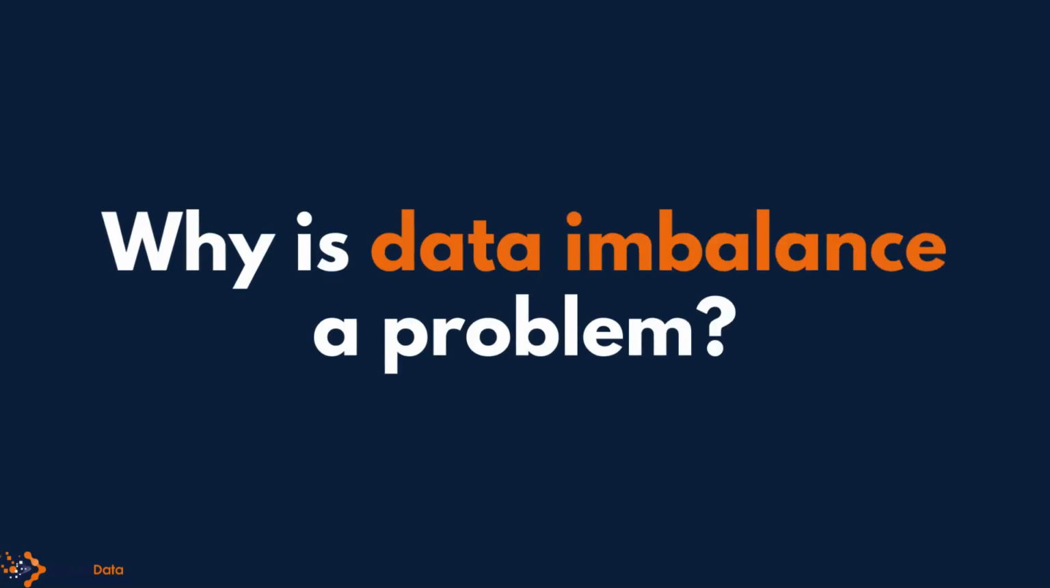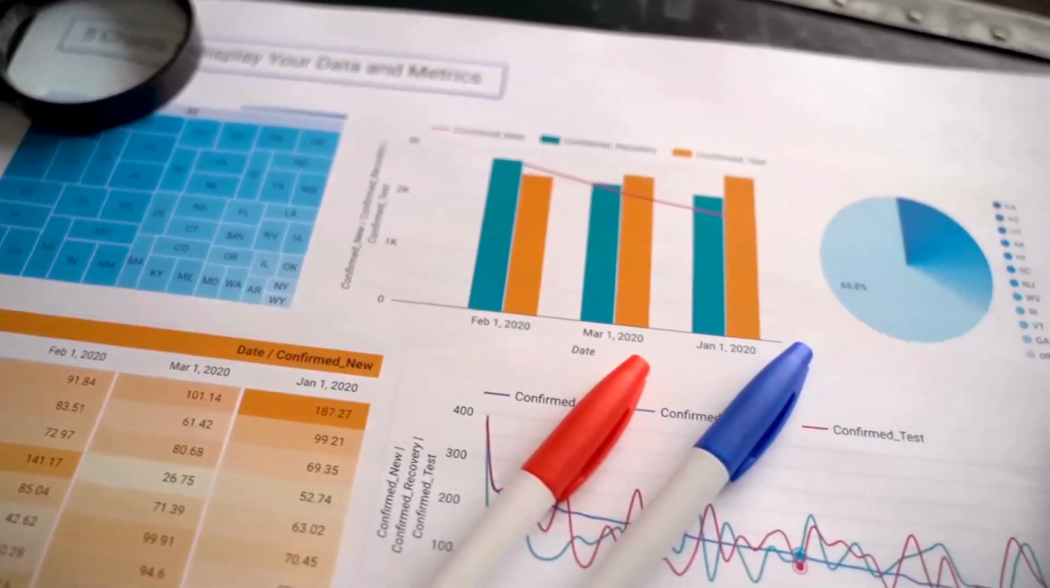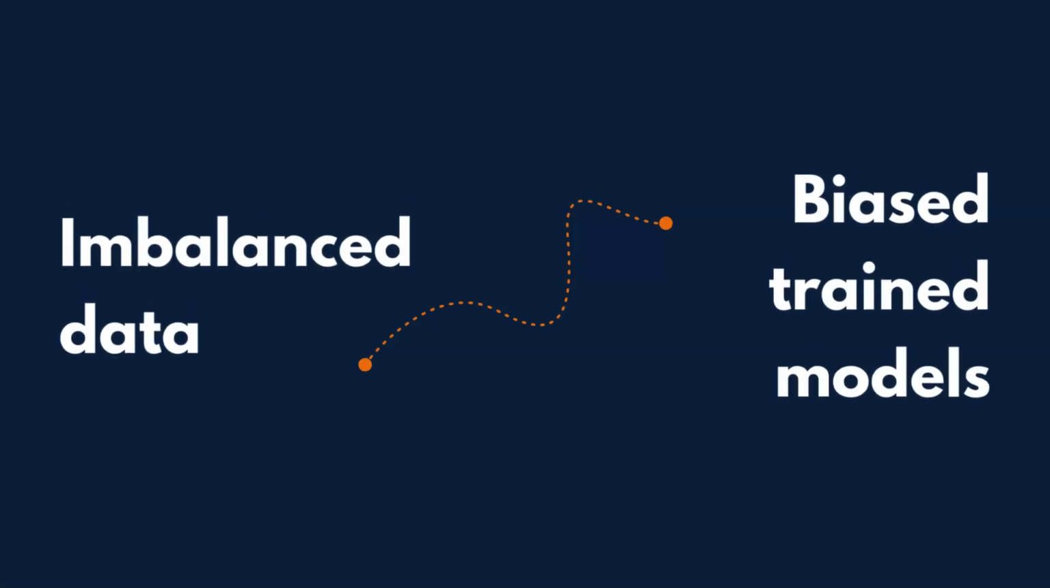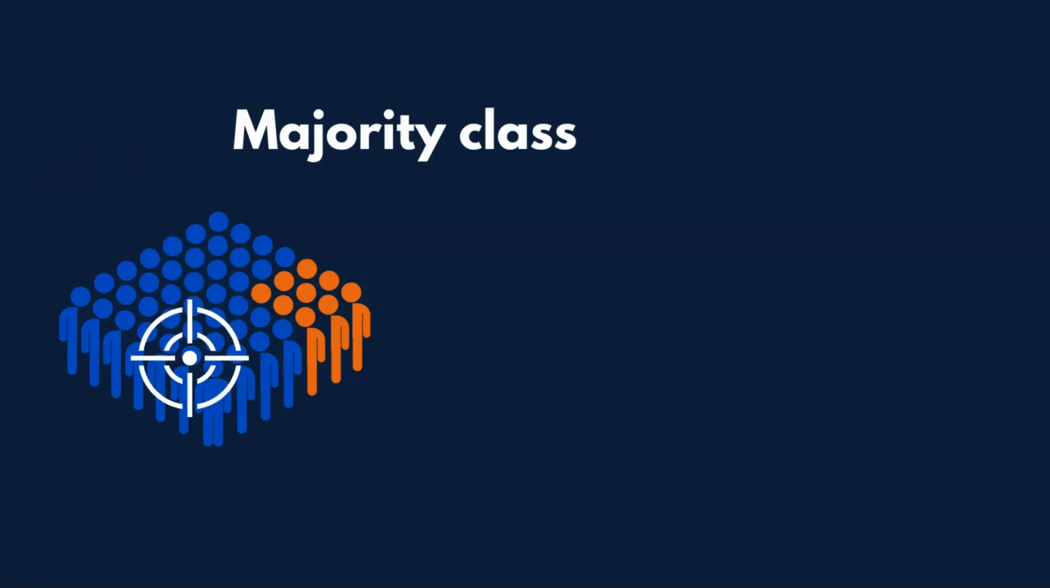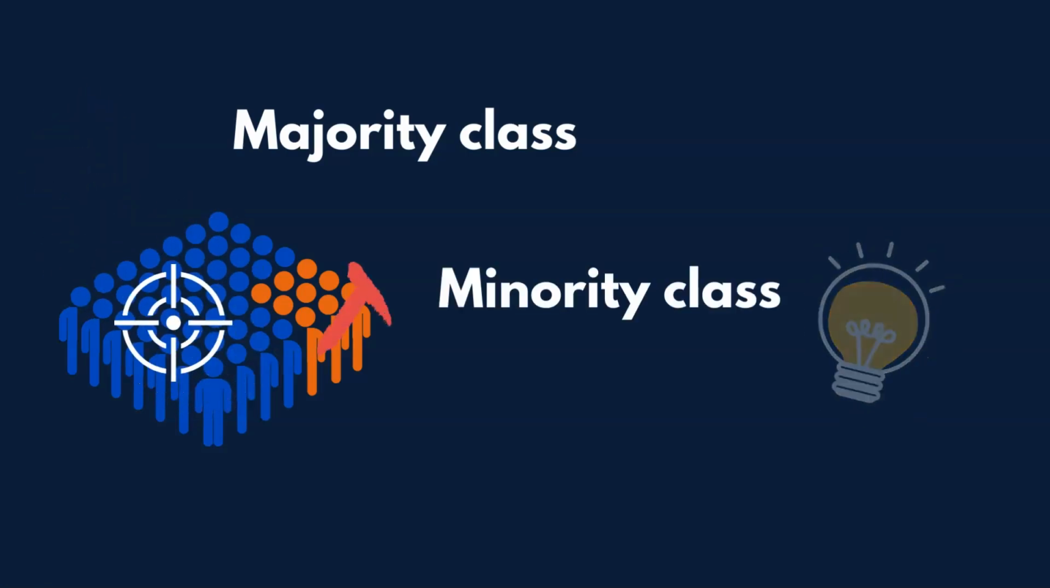So why is data imbalance a problem? Machine learning models optimize balanced metrics by default. Imbalanced data can lead to biased trained models that tend to predict the majority class more accurately while neglecting the minority class, which happens to be the class that we are most interested in.